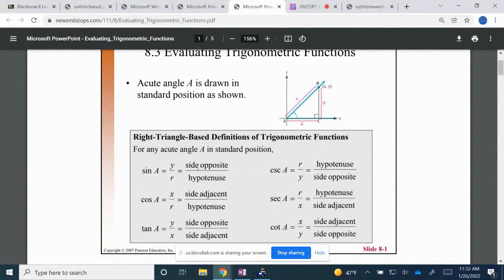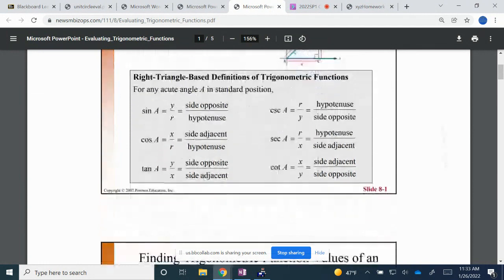The sine is the opposite divided by the hypotenuse. The cosine is the adjacent divided by the hypotenuse. And the tangent is the opposite divided by the adjacent. And then we have our reciprocals. The reciprocal of sine is cosecant, and the cosecant is the hypotenuse divided by the opposite. The secant is the hypotenuse divided by the adjacent, and the cotangent, which is the reciprocal of the tangent, is the adjacent divided by the opposite. Okay.